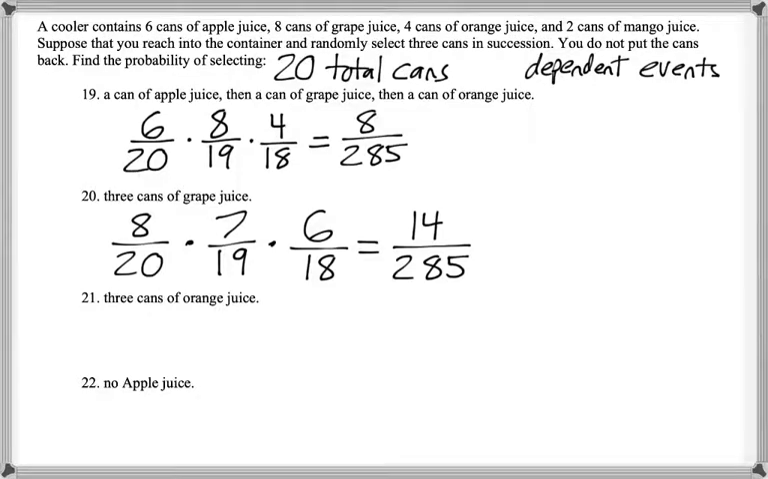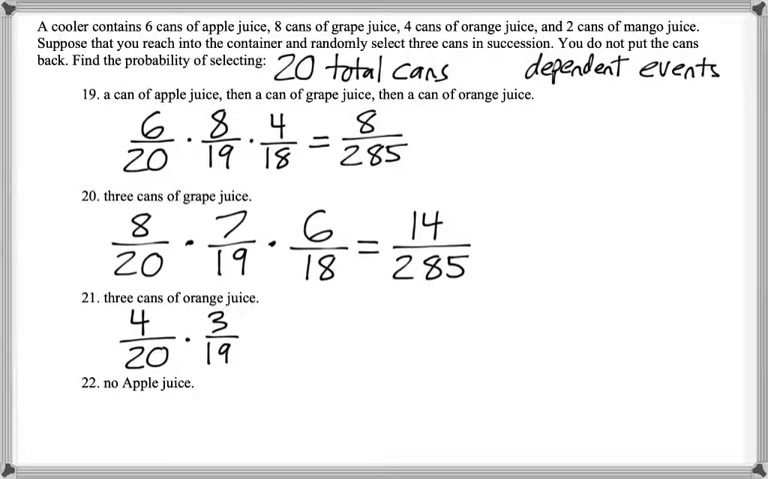Next is 3 cans of orange juice. So there are 4 cans of orange juice out of the 20 total cans. So once we take one of those cans of orange juice out, we only have 3 cans of orange juice left out of 19 total cans.